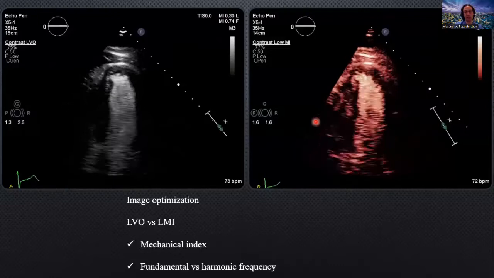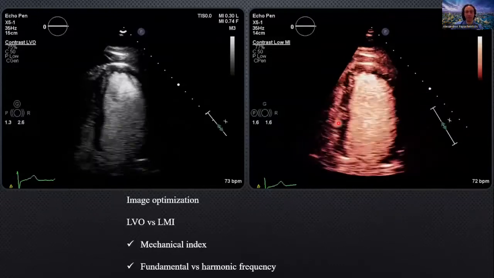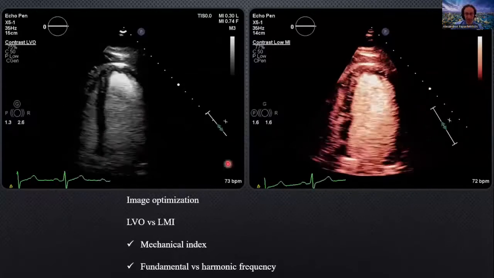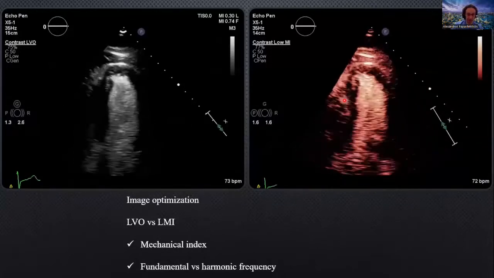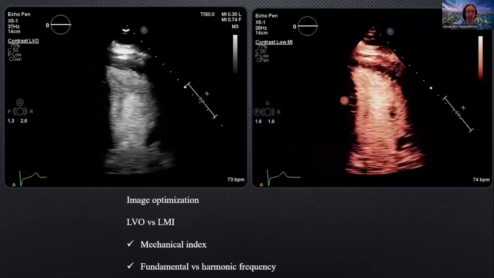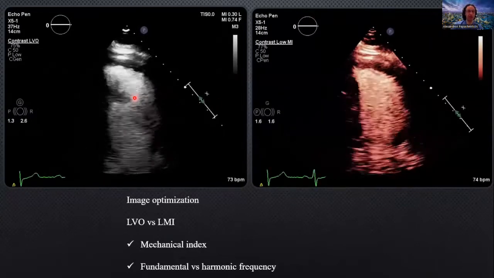And you see how it feels when you drop the mechanical index. It gives you better opacification because it does not destroy the bubbles, the microbubbles, and the endocardium can be seen very nicely. The same applies to the septum, and you see the swirling here with a high mechanical index.